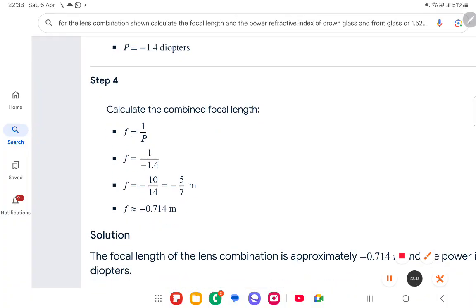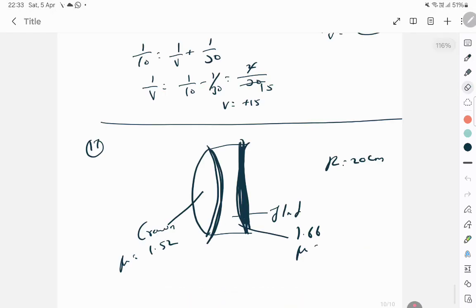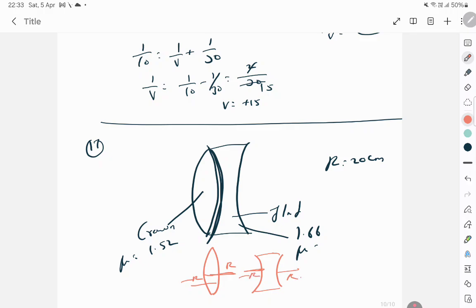But what you have to remember is this is not a plano concave lens. It is a completely concave lens. It's like this. For the first lens, you can see that this radius is positive, this radius is negative. For the second lens, this radius is negative, this radius is positive. So substitute these values for 1 by f1 and this for 1 by f2, and substitute the respective refractive index in the lens maker's formula.